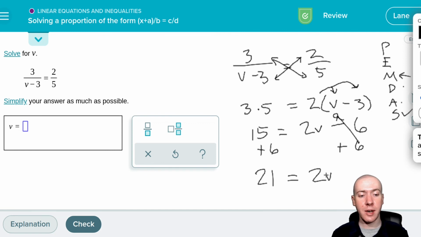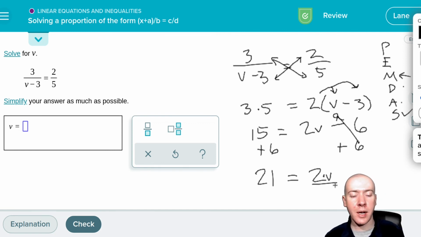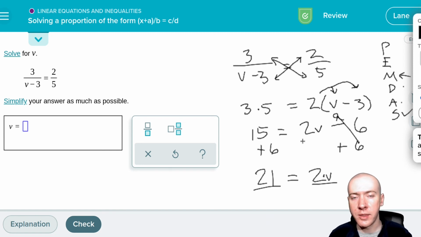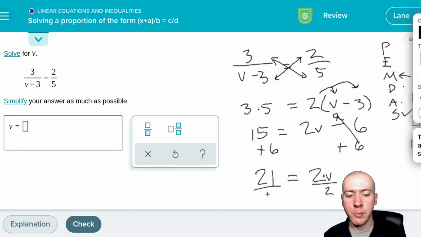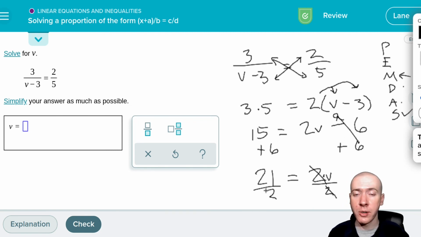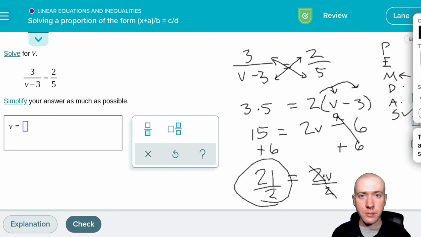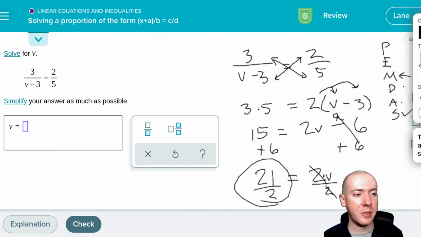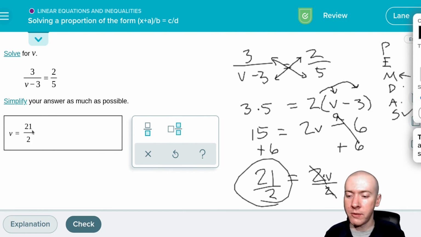2v means 2 times v. So we use the opposite of multiplication to get rid of the 2, and the opposite of multiplication is division. So we need to divide both sides by 2. On the right-hand side, the 2's cancel out, and so v is equal to 21 over 2. Can this fraction be simplified? Is 21 even? No, that fraction can't be simplified, so that's our answer. v is equal to 21 divided by 2.